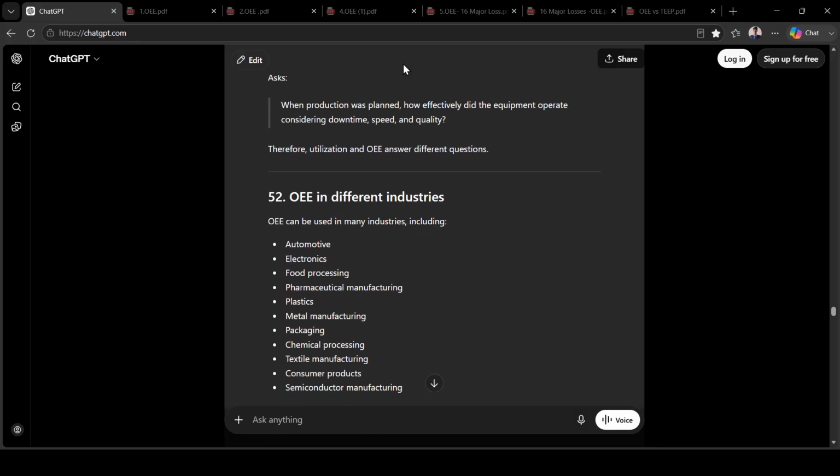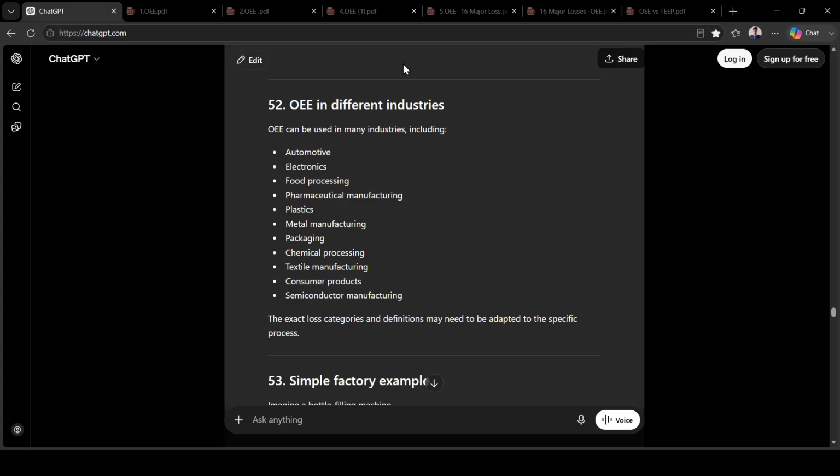OE in different industries. OE can be used in many industries, including automotive, electronics, food processing, pharmaceutical manufacturing, plastics, metal manufacturing, packaging, chemical processing, textile manufacturing, consumer products, semiconductor manufacturing. The exact loss categories and definitions may need to be adapted to the specific process.